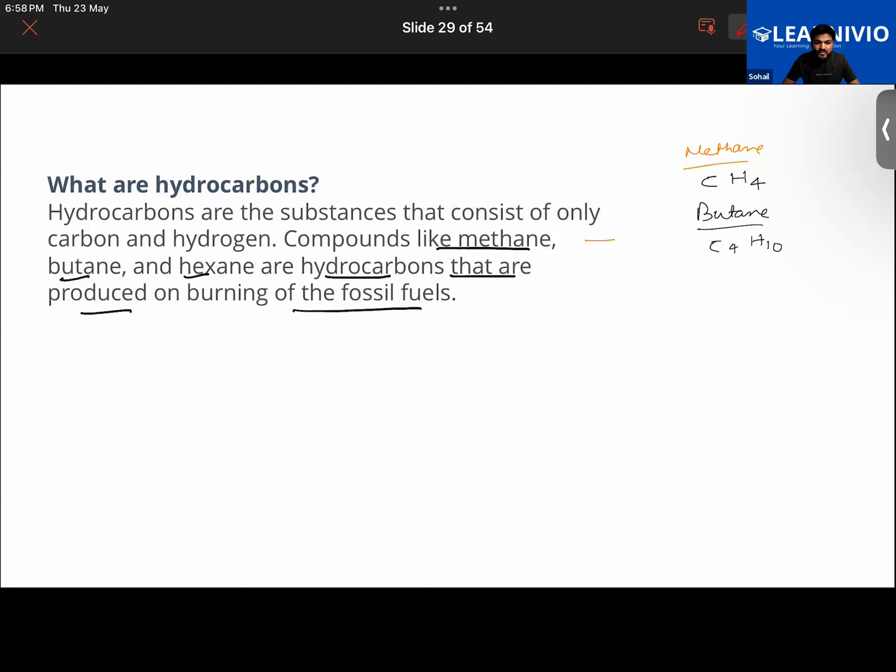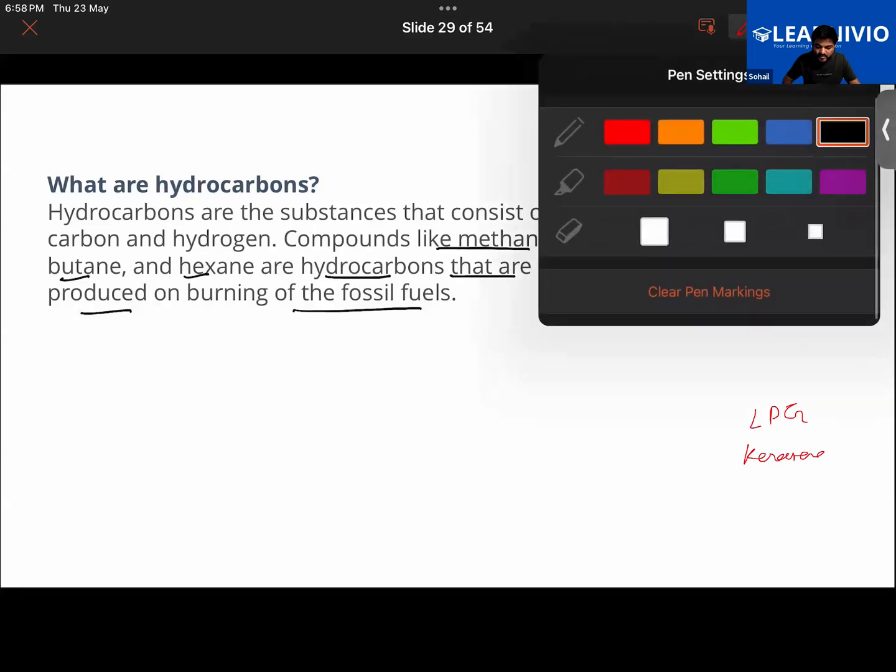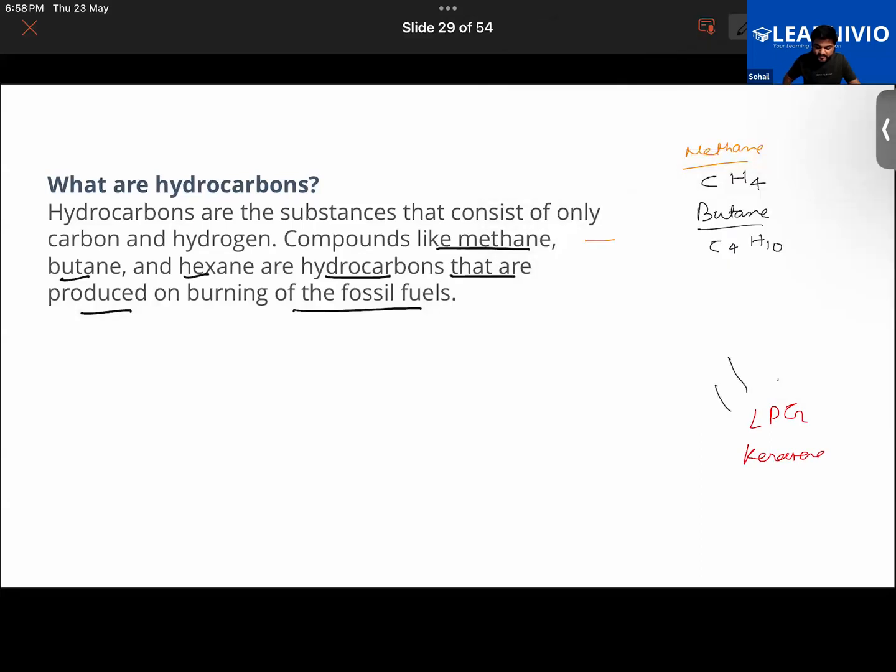All of you are getting it or not? Can you explain it again? Yeah, sure. Say for example, you are burning, let's say, LPG, or say that you are burning kerosene. When they are burnt, they would be releasing different gases.